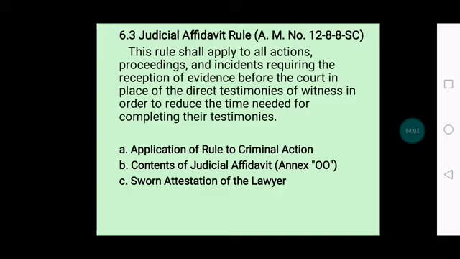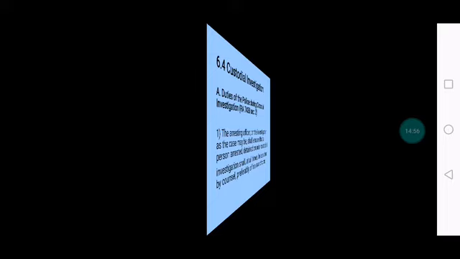Next is the sworn attestation of the lawyer. The Judicial Affidavit shall contain a sworn attestation at the end, executed by the lawyer who conducted or supervised the examination of the witness, to the effect that he or she faithfully recorded or caused to be recorded the questions he or she asked and the corresponding answers that the witness gave. Next is that neither he or she nor any other person then present or assisting him or her coached the witness regarding the latter's answers.